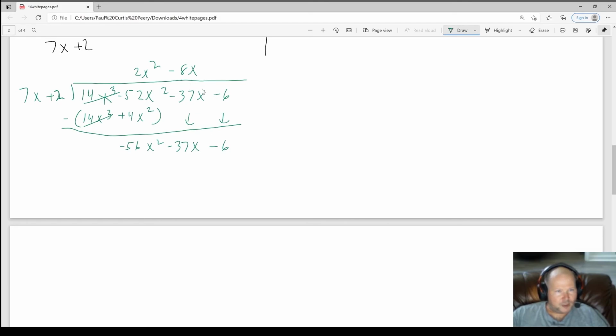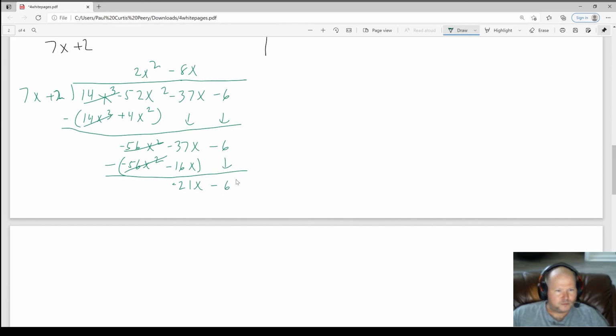Okay. And now we're going to multiply mentally. Negative 8x multiplied by positive 7x is negative 56x squared. And then negative 8x multiplied by positive 2 is a negative 16x. And we are going to subtract that entire thing. So negative 56x squared minus negative 56x squared is the same as negative 56x squared plus 56x squared, so they are going to cancel. And then we'll say negative 37x minus negative 16x, which is the same as negative 37x plus 16x. That is going to give you a negative 21x, and we bring down the negative 6.